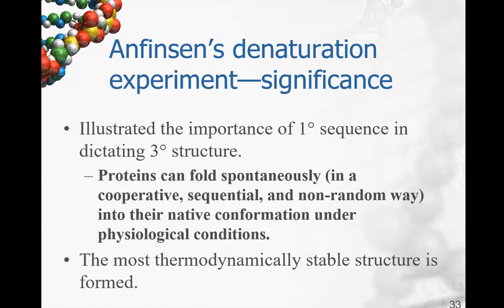So this illustrates the importance of primary sequence in dictating tertiary structure, and our model exercise showed us that too. If you have a primary sequence that's different, you can get a different tertiary structure. And if the protein is able to refold into its tertiary structure, there must be some information in the primary sequence that allows it to do that. So it was proposed that proteins fold spontaneously in a cooperative, sequential, and non-random way into their native conformation, maybe seeking the most thermodynamically stable structure.